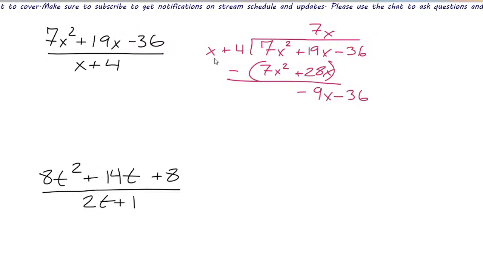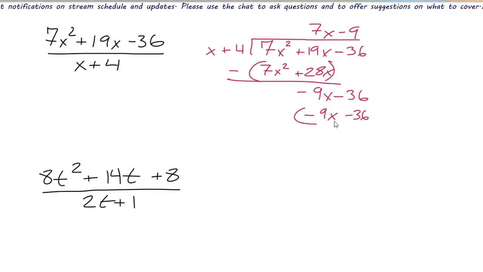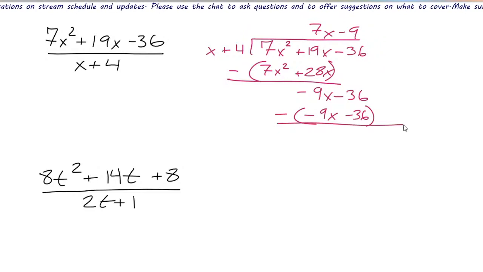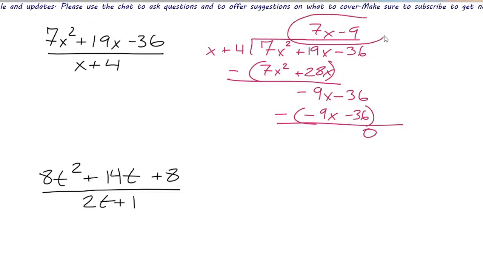And then what can I multiply x by to get negative 9x? You can multiply by negative 9. Negative 9 times x, negative 9x. Negative 9 times 4, negative 36. Subtract. Cancel, cancel, so we're left with nothing for the remainder. And this is our answer.